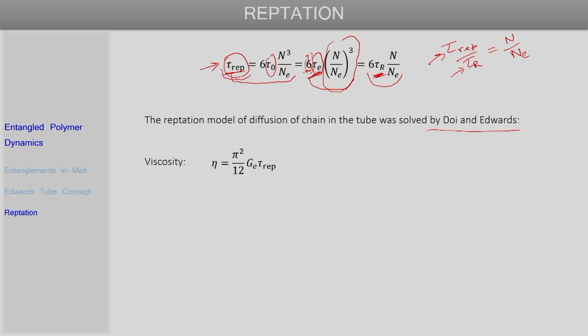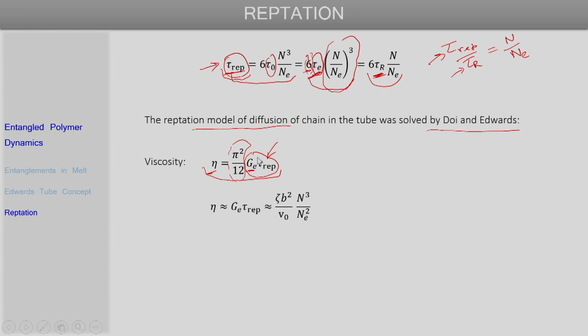From the solution of this reptation model of diffusion by Doi and Edwards, the expression of viscosity that is obtained is this, where G, as we discussed earlier, is the plateau modulus and tau rep is the reptation time. From here we can say that this viscosity is of the order of G times tau rep. This is just a constant prefactor.